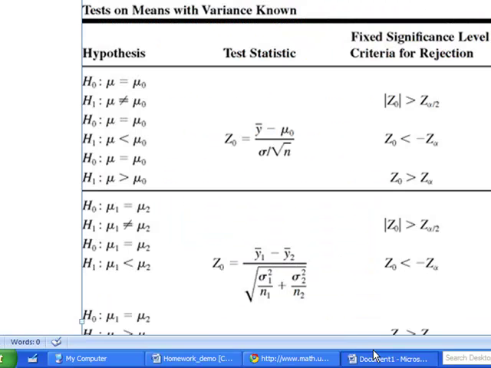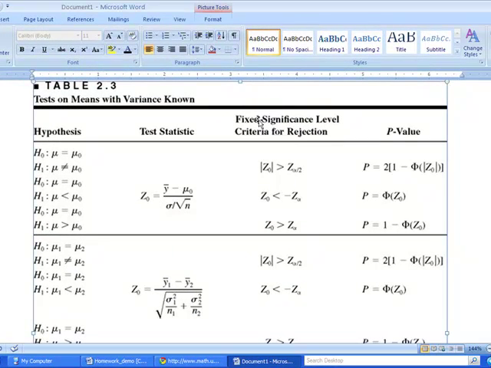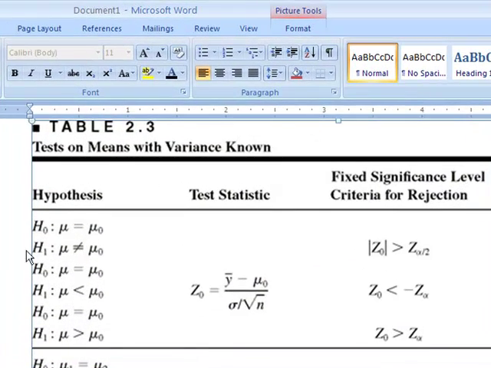Next, see the condition here, the rejection criteria at fixed significance level. In the very first case, the criteria for rejection is absolute value of G sub 0 should be greater than G sub alpha by 2, right? So we already calculated G sub 0. Now we need to know G sub alpha by 2, and also then we will see whether absolute value of G sub 0 is greater than G sub alpha by 2 or not, right?